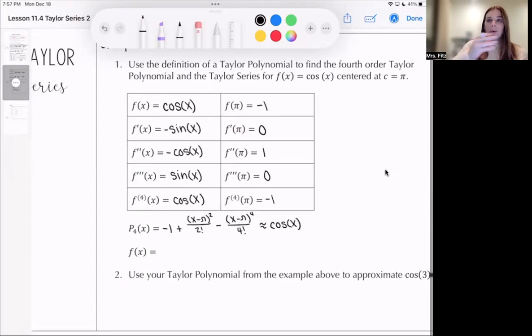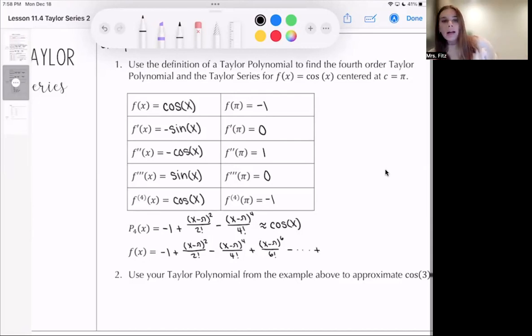Now, to get exactly equal, we have to extend this out to an infinite series. So it would be -1 plus (x minus pi) squared over 2 factorial minus (x minus pi) to the 4th over 4 factorial plus, let's do 4 terms. So the next one would be (x minus pi) to the 6th over 6 factorial minus ... Let's do a general term here. So I like to do the first 4 terms and a general term.